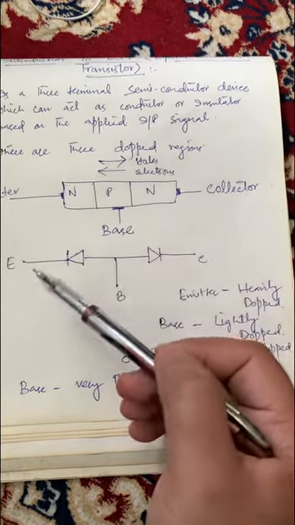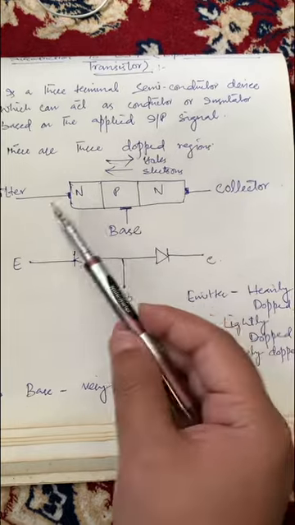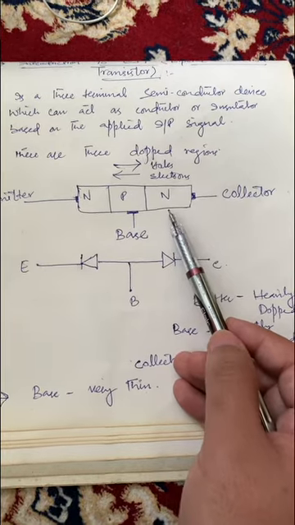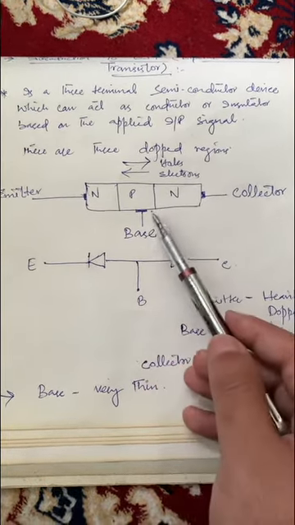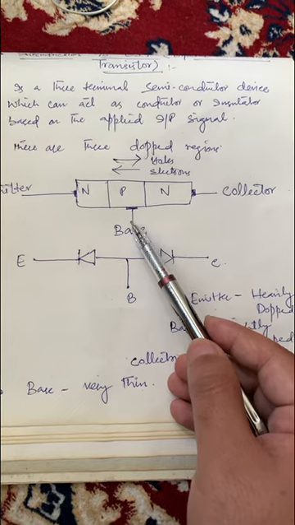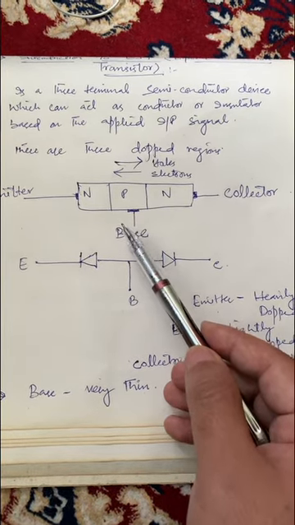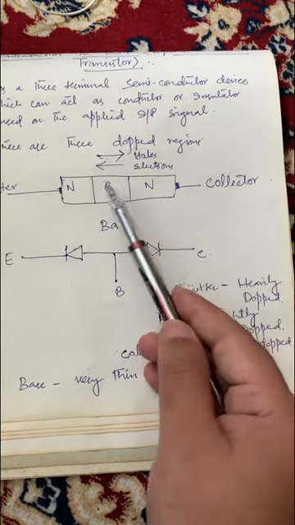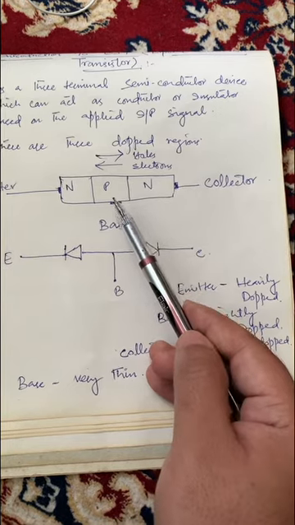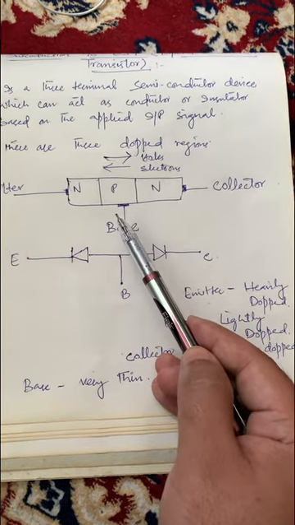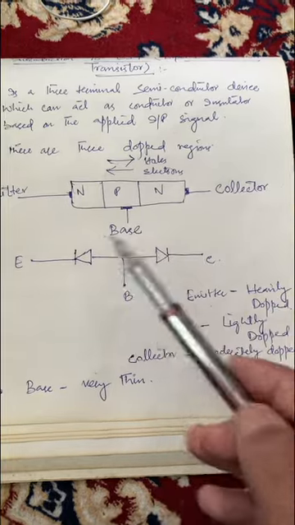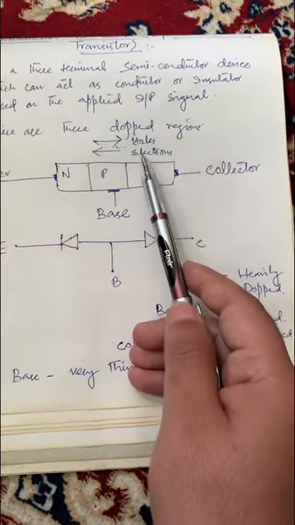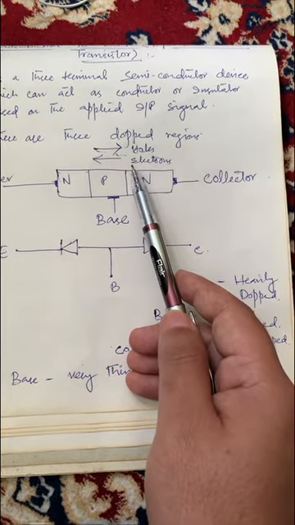In case of NPN transistor, both emitter and collector are doped with N-type impurities and the base is doped with P-type impurity. On the other hand, in the PNP transistor, both emitter and collector will be doped with P-type impurities and the base will be doped with N-type impurities. Here, bipolar indicates that both holes and electrons contribute in the flow of current.